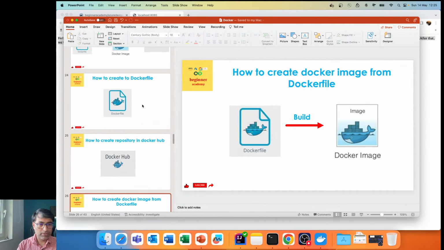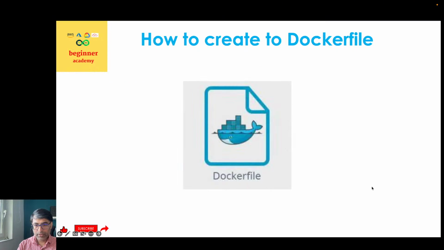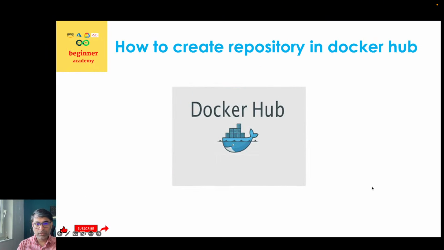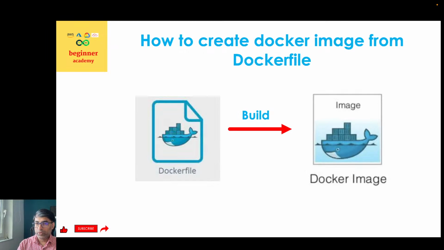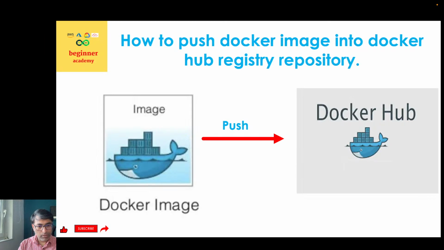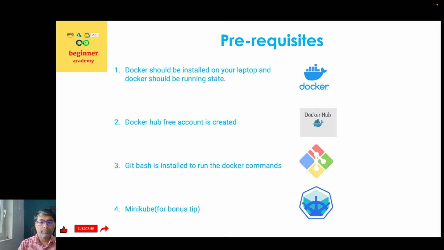One second, let me go back here. Is anything pending? How to create a Dockerfile, how to create a repository in Docker hub, then how to create an image from a Dockerfile. We did this, and then pushed the Docker image to Docker hub. The prerequisite is that you should have Docker installed on your laptop, and a Docker hub account. Git bash would also be helpful if you are working on a Windows laptop.